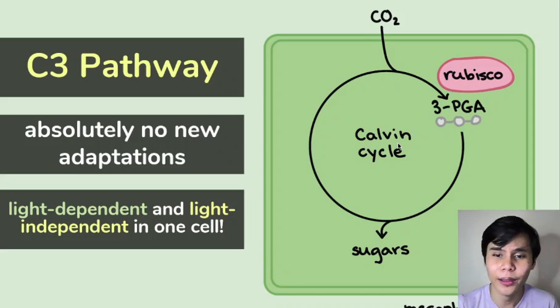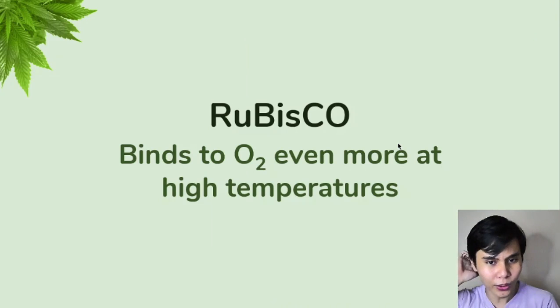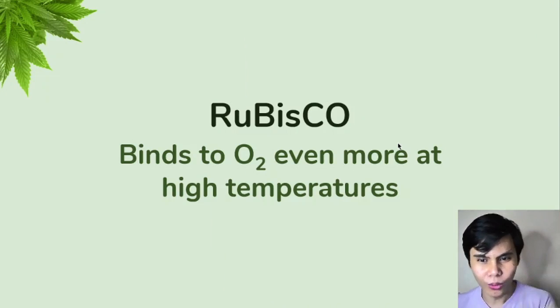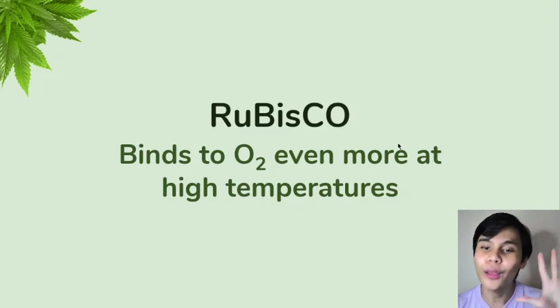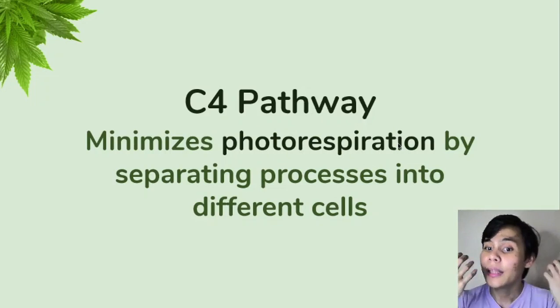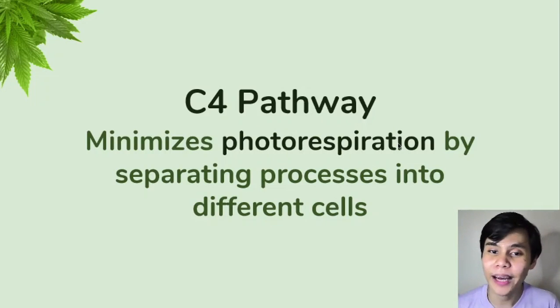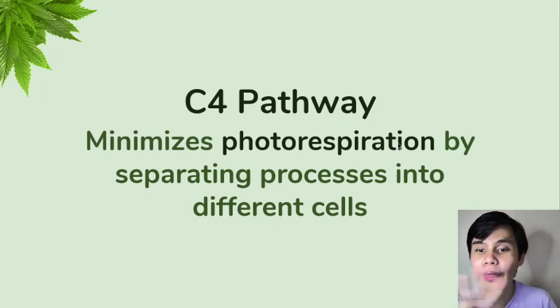That's the C3 pathway. Rubisco, though, binds to oxygen even more, so it wastes more of our time at higher temperatures, like in deserts or in tropical areas. So it's best to have some other way to do things. That's why there's also the C4 pathway. Instead of a 3 carbon compound, we have a 4 carbon compound.